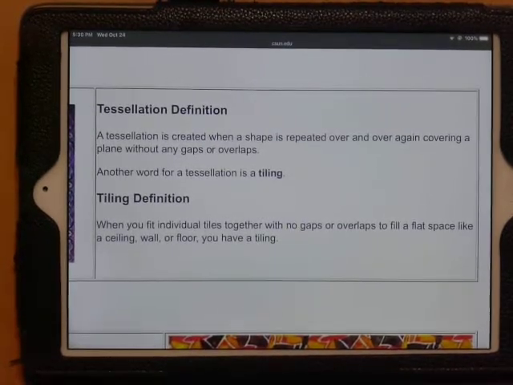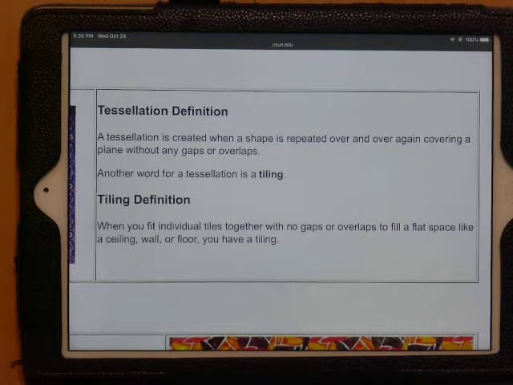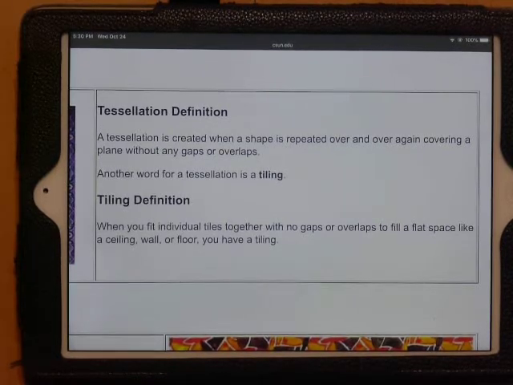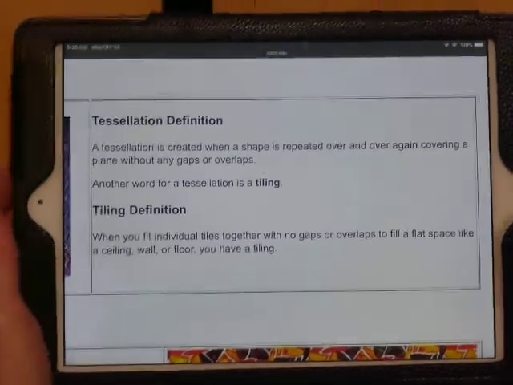Hi there. I'm going to show you how to begin a tessellation drawing. So first of all, let's look at the definition of tessellation.